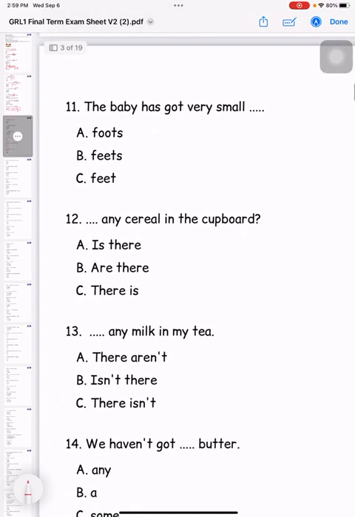Okay, so now look at 11. The baby has got very small feet. What is the meaning of feet? It's like 脚. So how many feet do we have? We have 2, right? So when we are talking about 2, this is also irregular. If there's only 1, then we call it foot. But when there are 2, we call it feet. Not with the S. It's C. 一个脚, then it's foot. 两个, then it's feet.